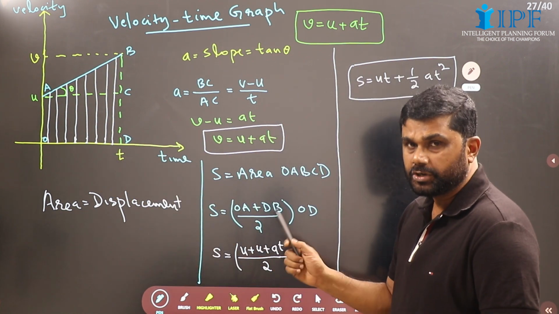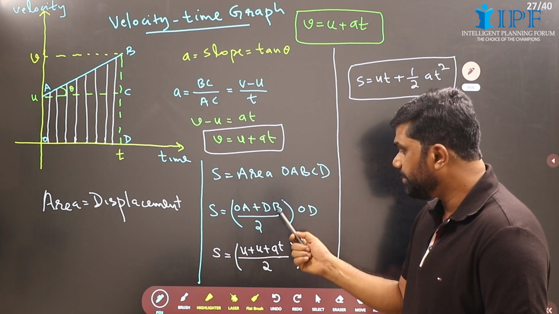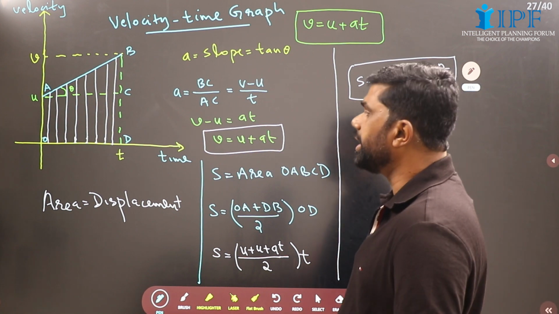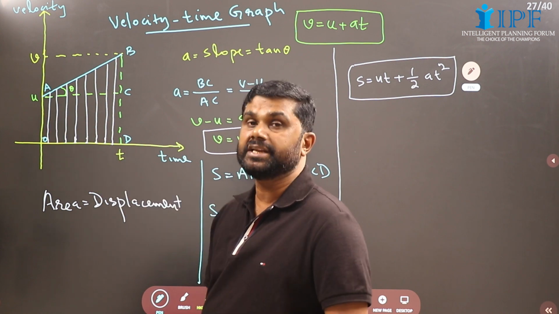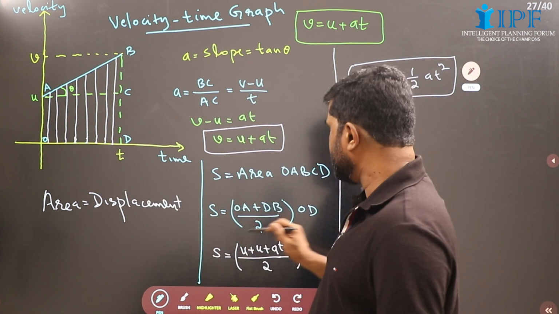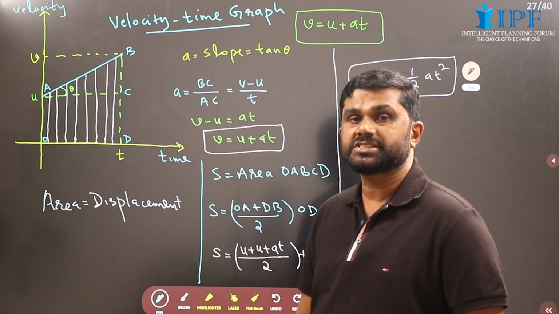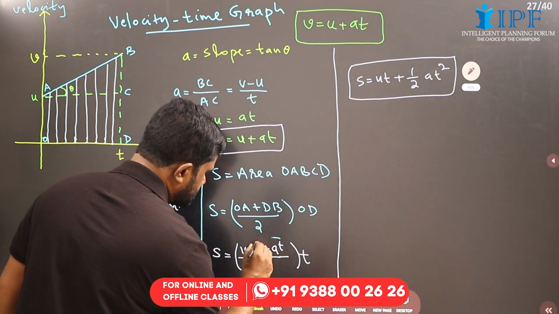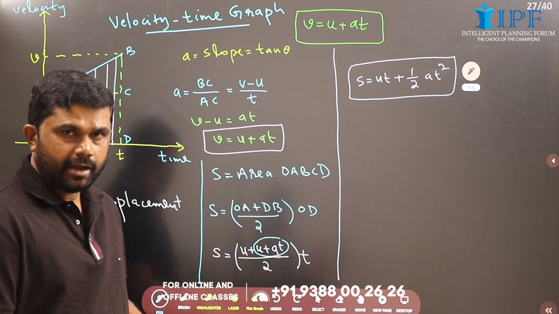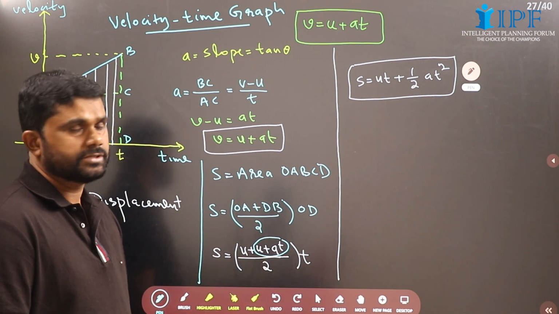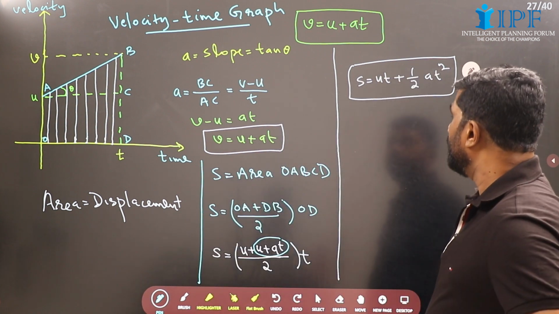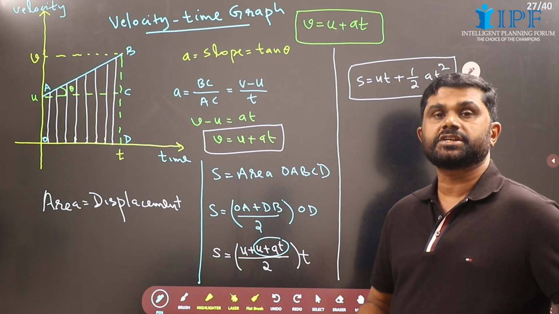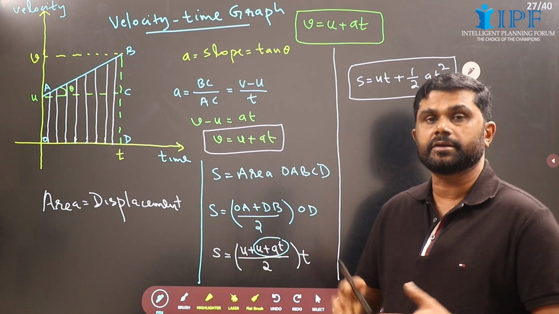So the area bounded by that trapezium will be OA plus DB by 2 into OD, and that area gives the displacement. See, what is OA? OA means this distance that represents the initial velocity u. Okay, and the next is DB. DB means this one, that is the final velocity v, or we can write it as u plus at, right? U plus at, final velocity u plus at. Okay, divided by 2 is the arithmetic mean or average velocity, times t. Okay, that gives the displacement. So we will get s equal to ut plus half at square as the area under the velocity time graph, or it is the displacement of a body in uniformly accelerated motion.